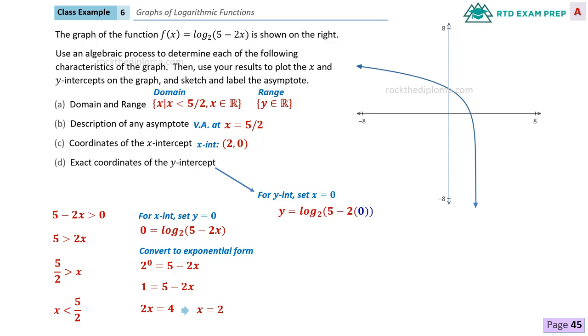Finding a y-intercept is as simple as replacing x with 0 and evaluating. Here, we'll leave the log base 2 of 5 as an exact value, knowing that it's a little bit greater than 2. And that's our graph.